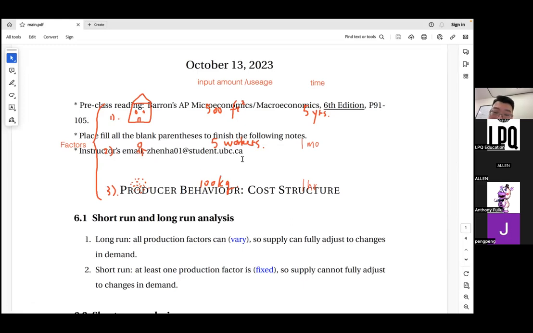For example, in my story, maybe the area of the building is fixed. Within a shorter period of time, you don't have enough time to enlarge this building, so it's fixed. But you can hire more workers and buy more coffee beans within the short run period. You cannot enlarge or rebuild this building, because this is only a short run analysis.